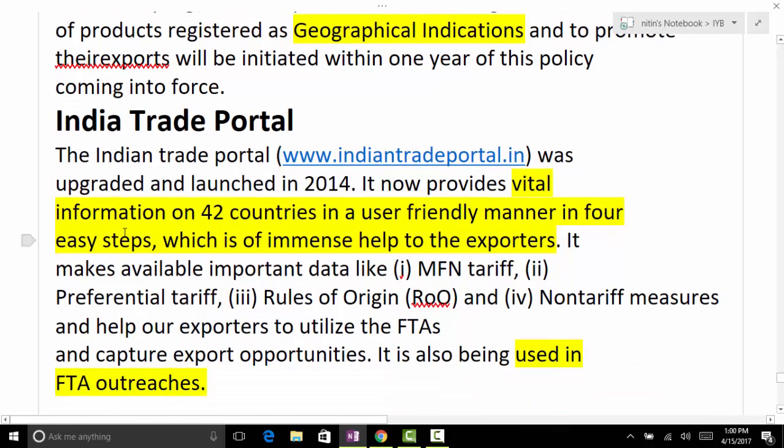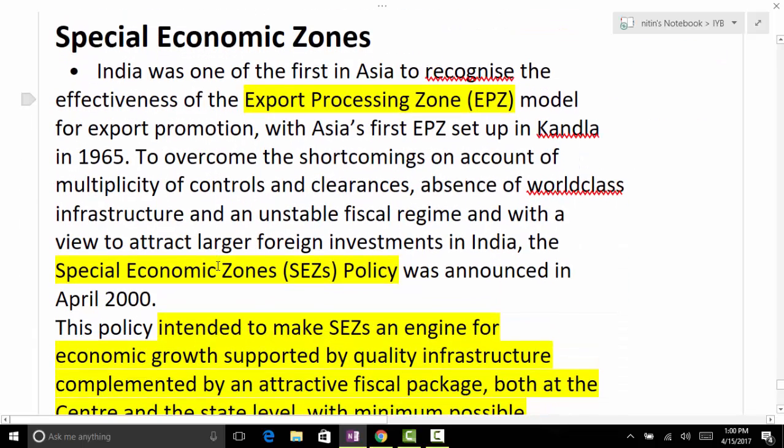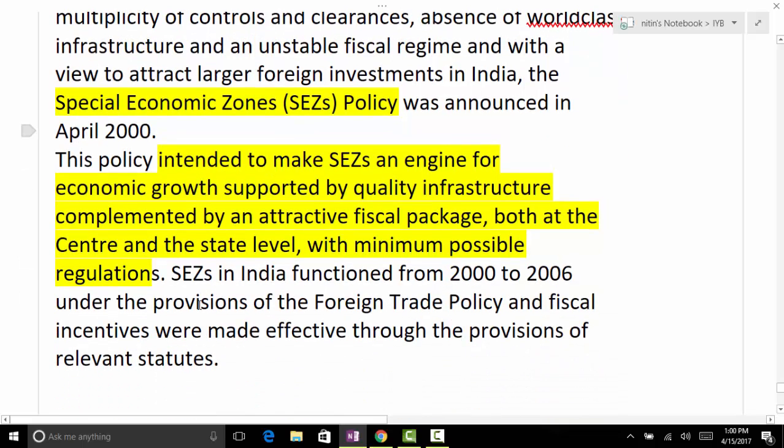Then again they discuss the Indian trade portal. So it's the same thing. SEZ: earlier we had EPZ, export processing zones. Then the SEZ policy was announced in 2000. What the objective is, read it. Sometimes in mains the question comes, or you can use the information. I think in 2014 or 2015 a question was asked on SEZ.